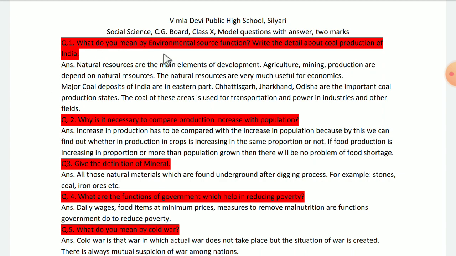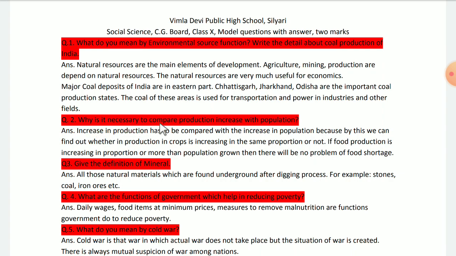What do you mean by environmental source function? Write the detail about coal production in India. Natural resources are the main elements of development. Agriculture, mining, production depend on natural resources. The natural resources are very much useful for economics. Major coal deposits of India are in eastern part. Chhattisgarh, Jharkhand, Odisha are the important coal production states. The coal of these areas is useful for transportation and power in industries and other fields.